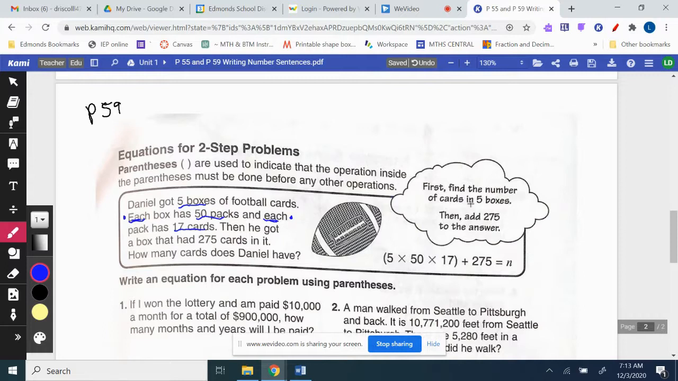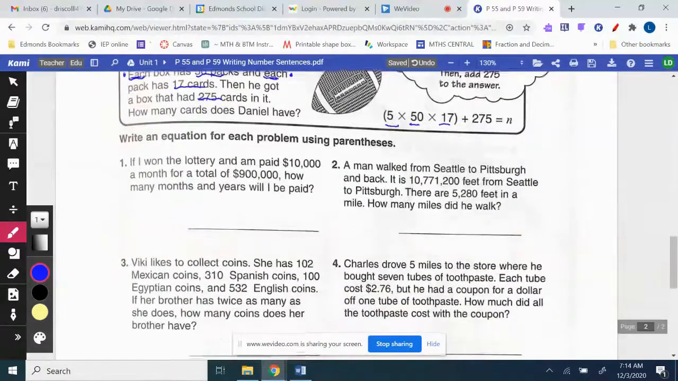Then, so that tells me I'm going to do some type of adding, or if this is the second part of my story problem, he got a box that had 275 cards in it, and that's the total. How many cards does he have? So again, n is going to equal cards. So we got to figure out in the 5 boxes, what does he have first? So they said 5 times 50 times 17. Those are going to be my 5 boxes, and then I'm adding the 275 to get my n. So let's try this. We're going to write an equation.